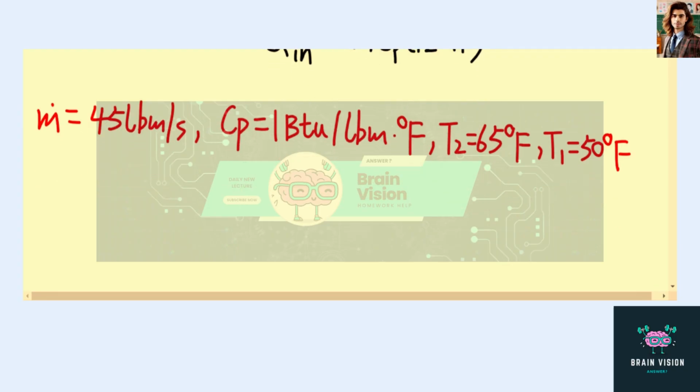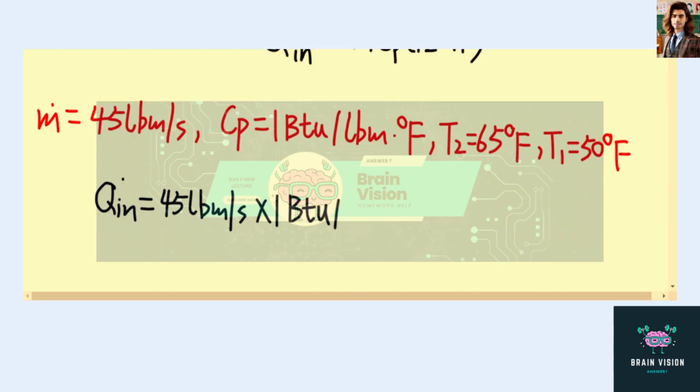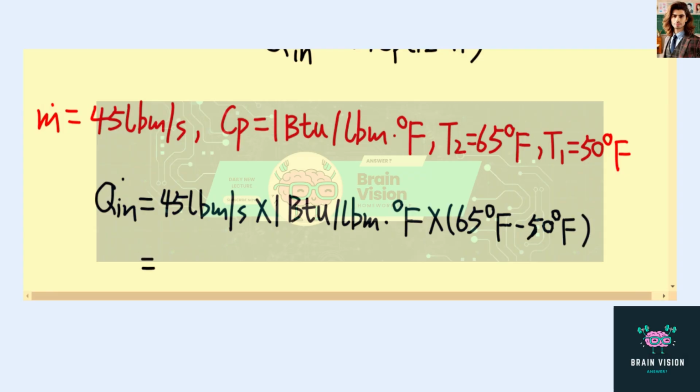So now let's plug back into the equation to determine the rate of heat transfer, which is equal to 45 pound mass per second times 1 British thermal units per pound mass times degree Fahrenheit, and then times 65 degree Fahrenheit minus 50 degree Fahrenheit, and this will give us the rate of heat transfer is about 675 British thermal units per second.